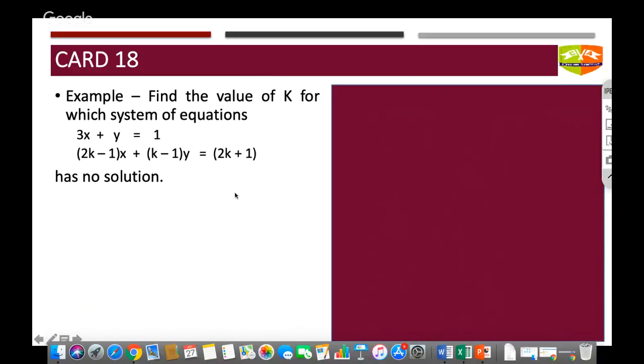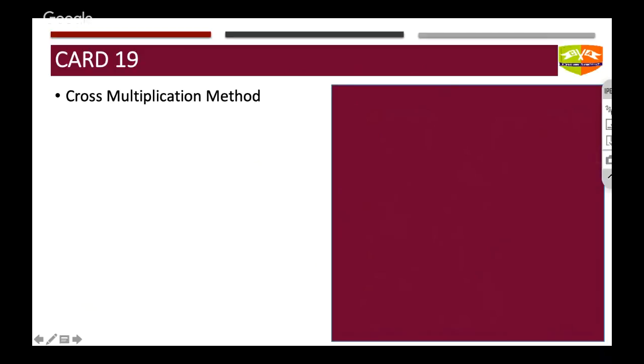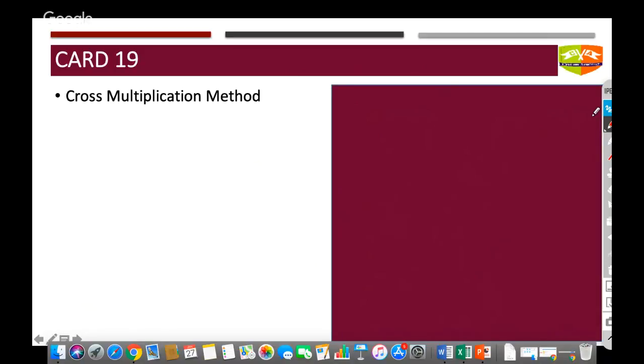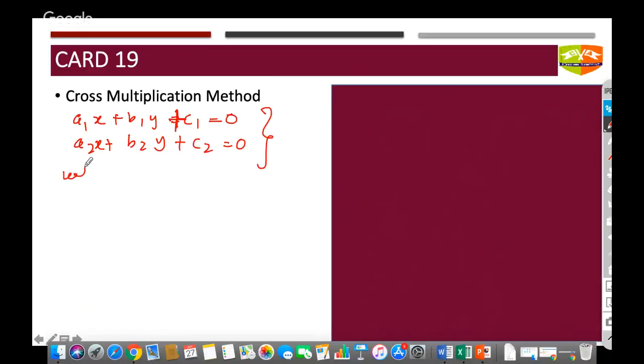Now let me move to another topic, which is the cross multiplication method. Now what is the cross multiplication method? I'll just explain to you. First of all, the cross multiplication method: a1x + b1y + c1 = 0 and a2x + b2y + c2 = 0. And I say that when a1/a2 is not equal to b1/b2, what do I mean by this? That I have a unique solution.